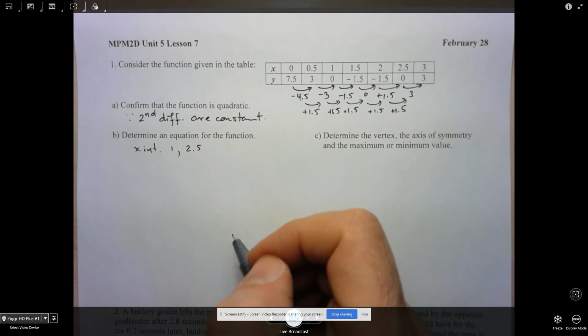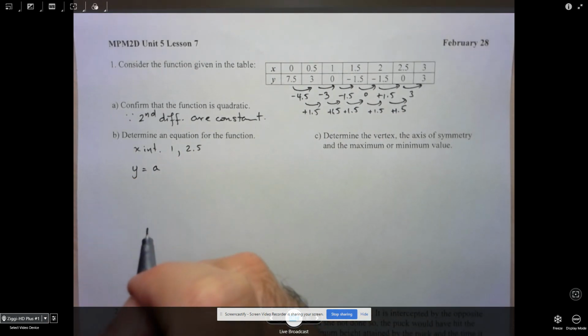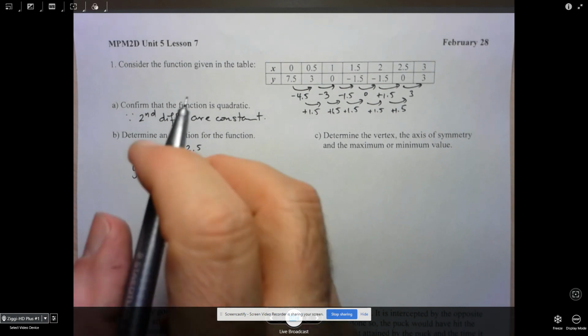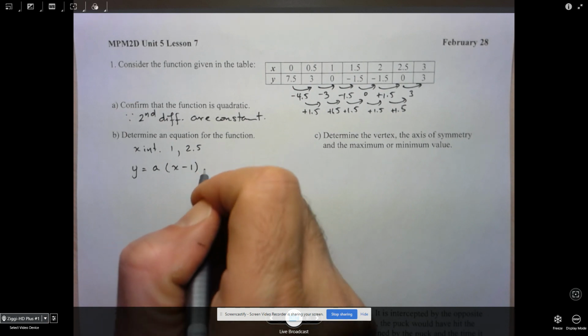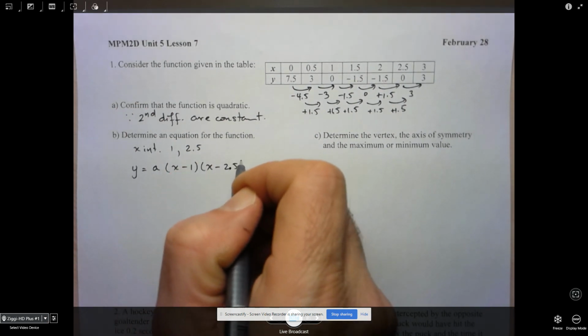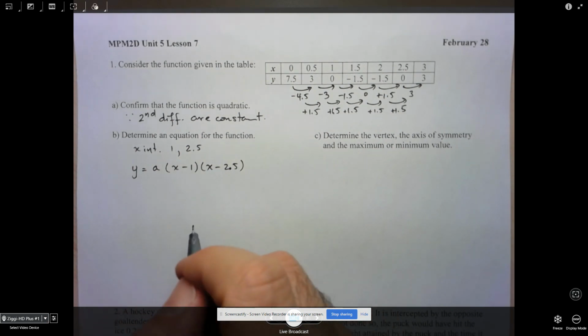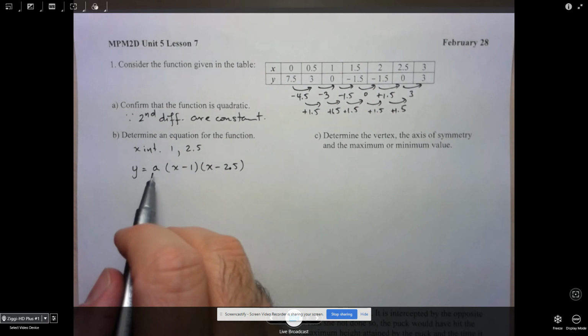So I'm going to work with factored form. Factored form is just y equals that a value that shows up in all three forms, times x minus one of my intercepts, which is 1, times x minus the other intercept, which is 2.5. As when we're working with vertex form, the only thing left to do is to find the a value.